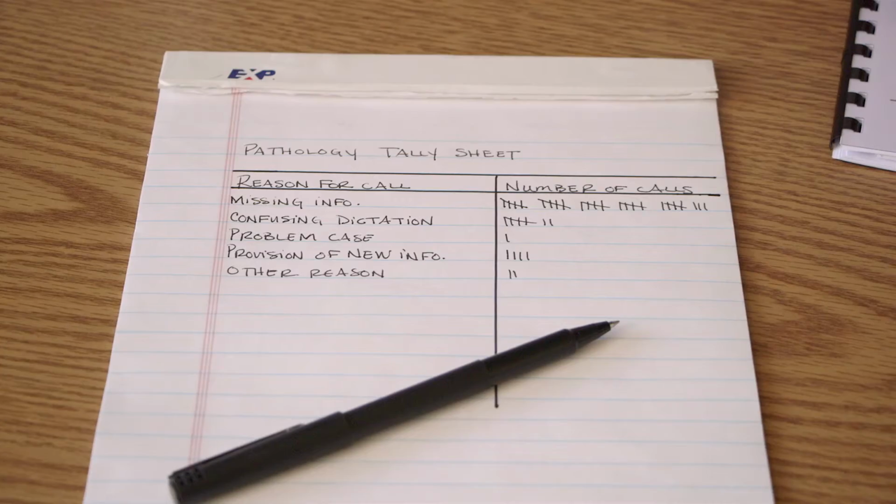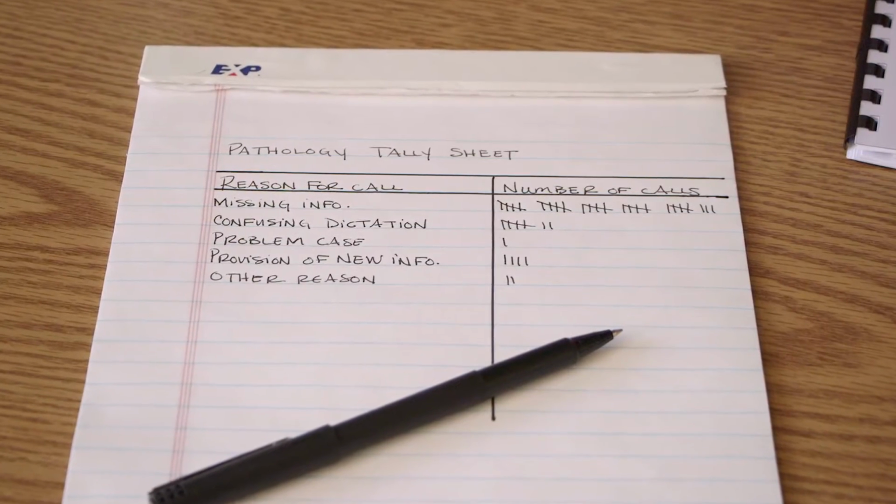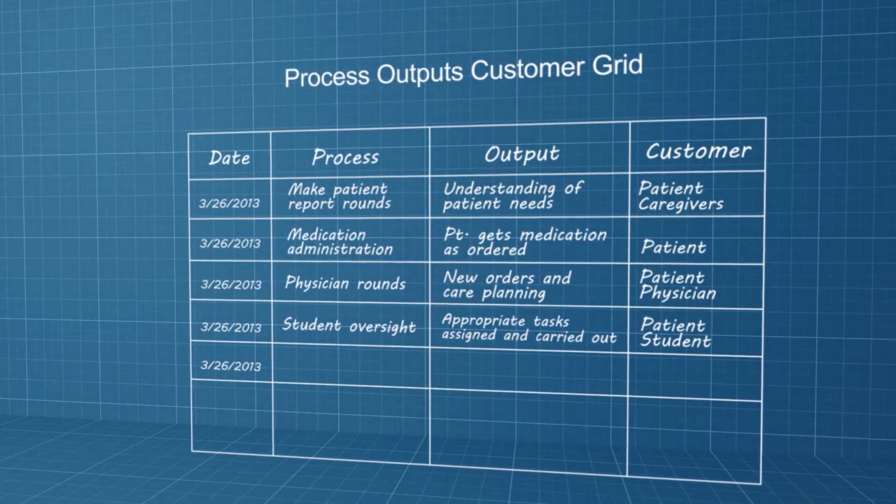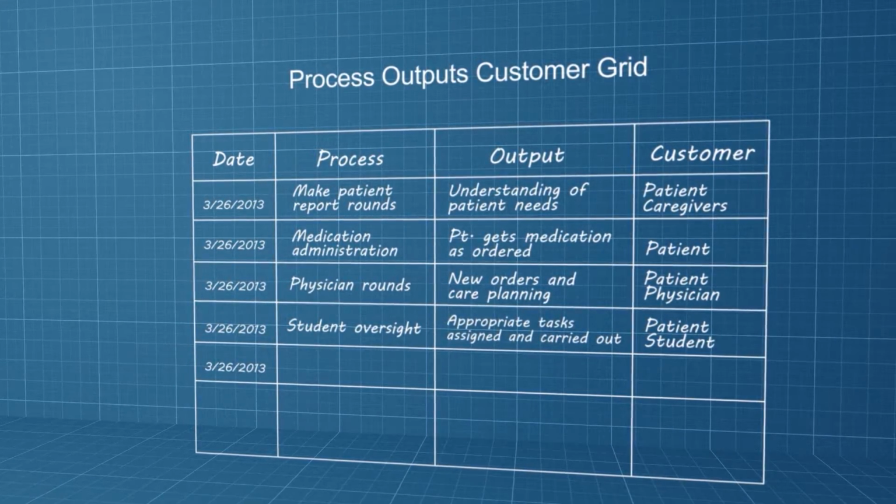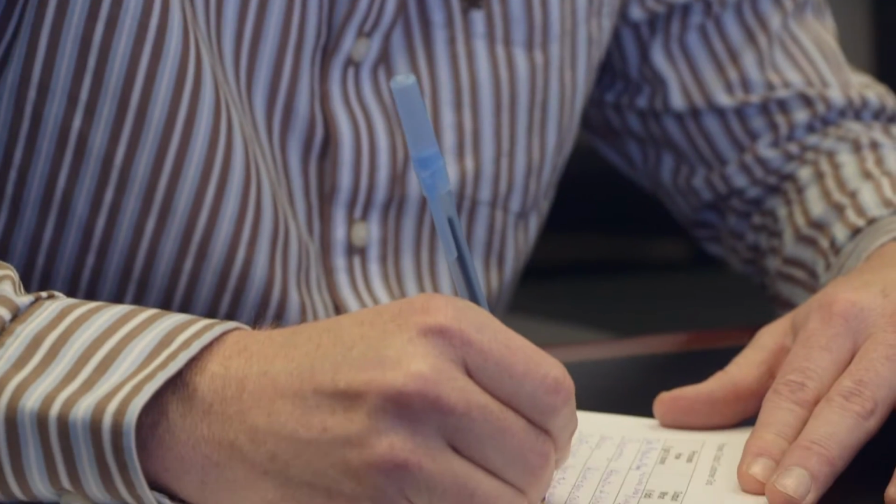In module 1, you learned about processes, outputs, and customers. We discussed the ideas of expectations and defined quality as the degree to which we meet or exceed customer expectations. We also introduced 2 tools, tally sheets and process output customer grids. Working with your coach, you use tally methods to create a process output customer grid for your own daily work.